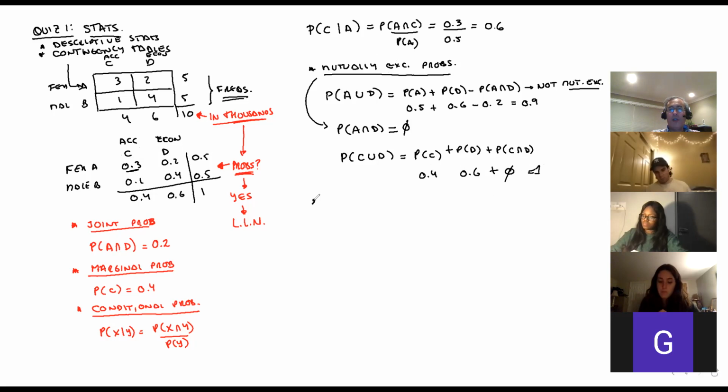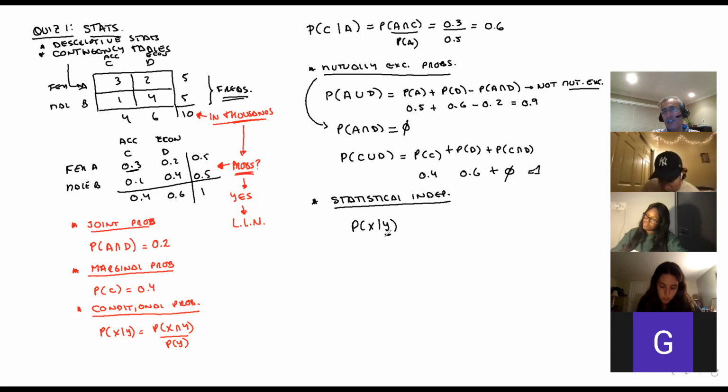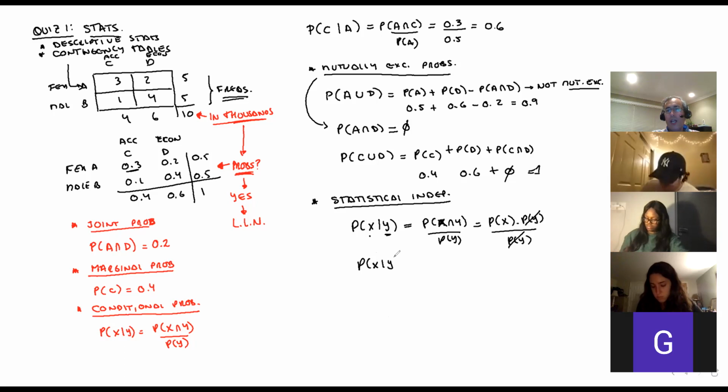Now, the last one, guys, that is crucial is statistical independence. Statistical independence, guys, means the following: that the probability of something happening does not have an influence on the probability of another thing happening. So in general, this implies the following. The probability of Y happening has nothing to do with the probability of X happening. So the intersection of X and Y is simply equal to the product of marginals. Then if you simplify, P of X given Y is simply equal to P of X.